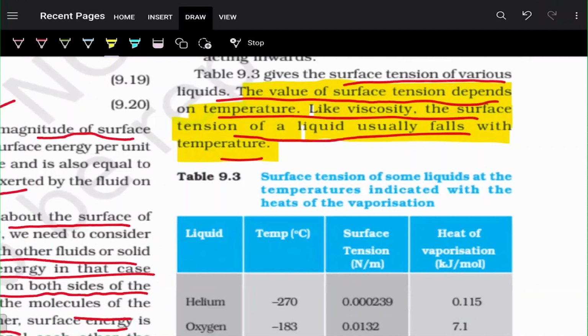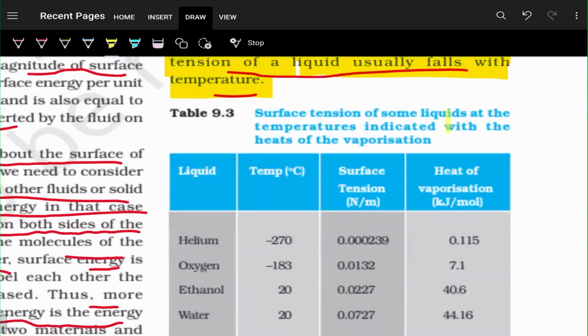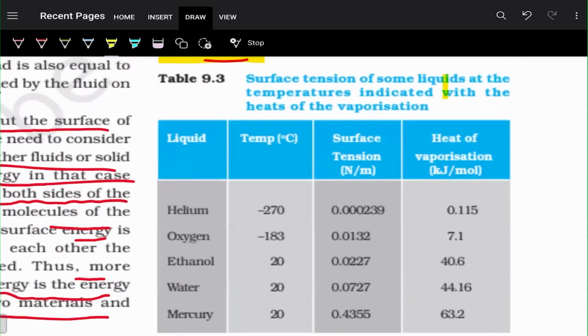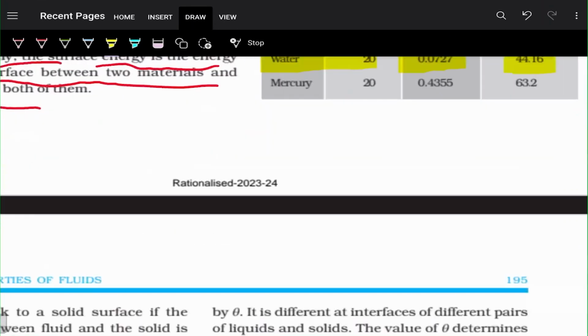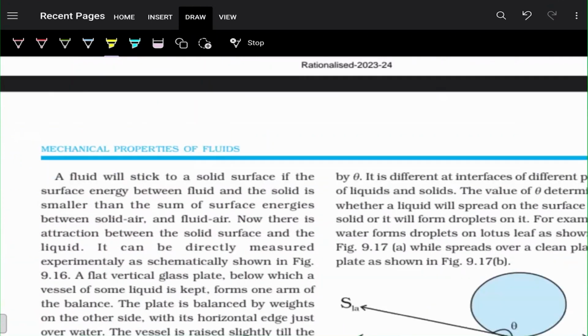Look, here we have the surface tension of some liquids given, at the temperatures indicated, with the heats of vaporization. See, helium temperature is -270°C. This is the surface tension, and this is its heat of vaporization. Look at water: at 20°C, what is the surface tension of water? 0.0727. And the heat of vaporization? 44.16. Okay, so let's move to the next.